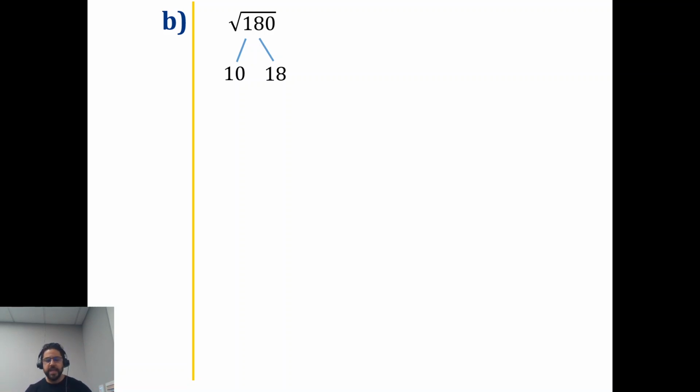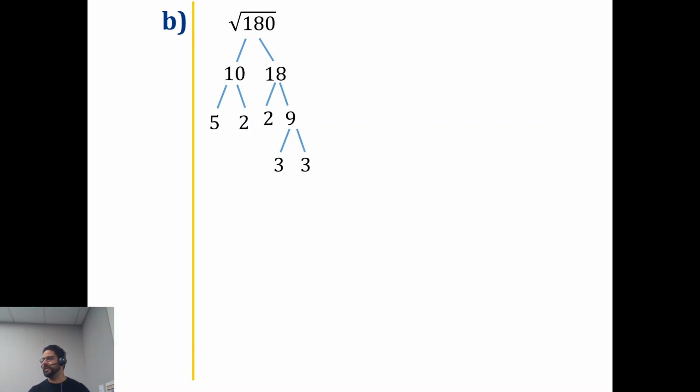Those are not prime, so I continue on, and I say a 10 is really a 2 and a 5, or 5 and 2. Because remember, in elementary school, you learn that the multiplication order doesn't matter. 5 times 2 is the same thing as 2 times 5. But let's break up our 18. Again, there's a few ways to do that. Some students might say 2 and 9, others might say 3 and 6. It doesn't matter as long as you don't stop at a composite. So 2 is a prime, but 9 is not a prime. So I need to break up my 9 to be 3 times 3.